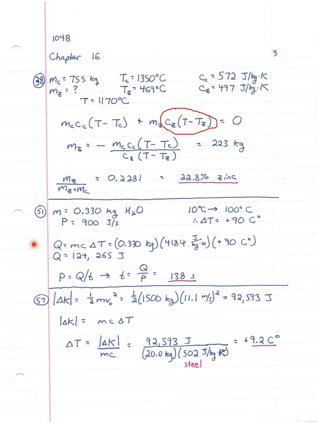You have the mass, and you have the specific heat of water, 4184 joules per kilogram Kelvin. It's being raised by 90 Celsius degrees, so you get a heat of 124,265 joules. Power is heat over time, which means time is heat over power. So you divide Q by the power of 900 joules per second, and you get 138 seconds.